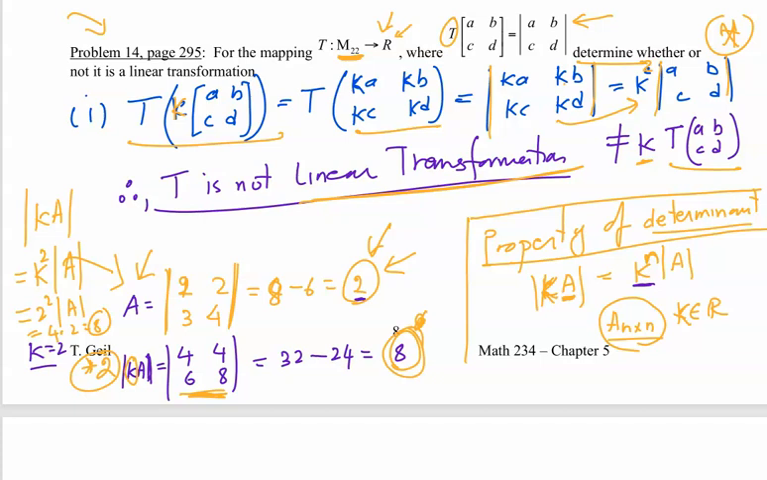Is it clear or not? Just pause it and look at this one more time. So that's the example, and I'm going to stop here.